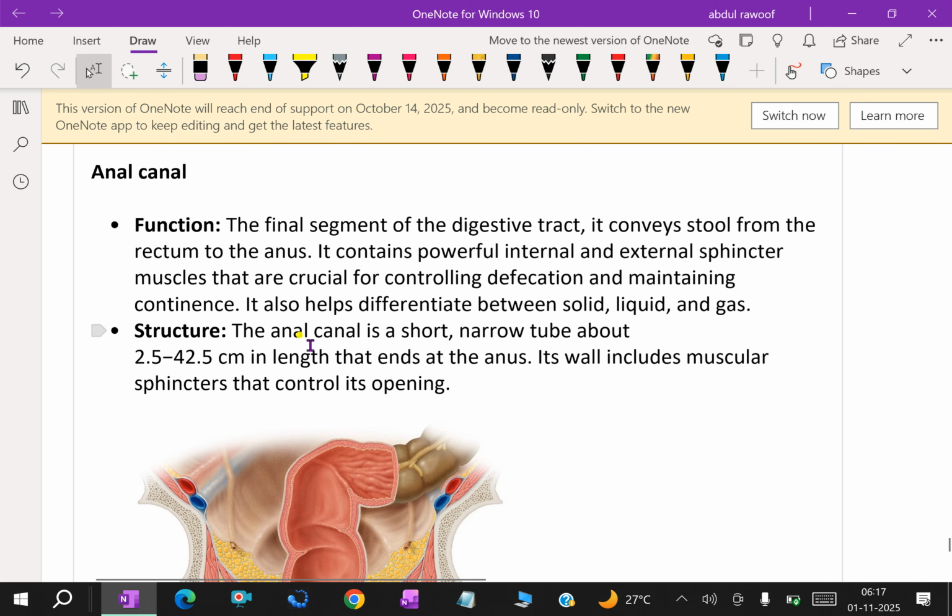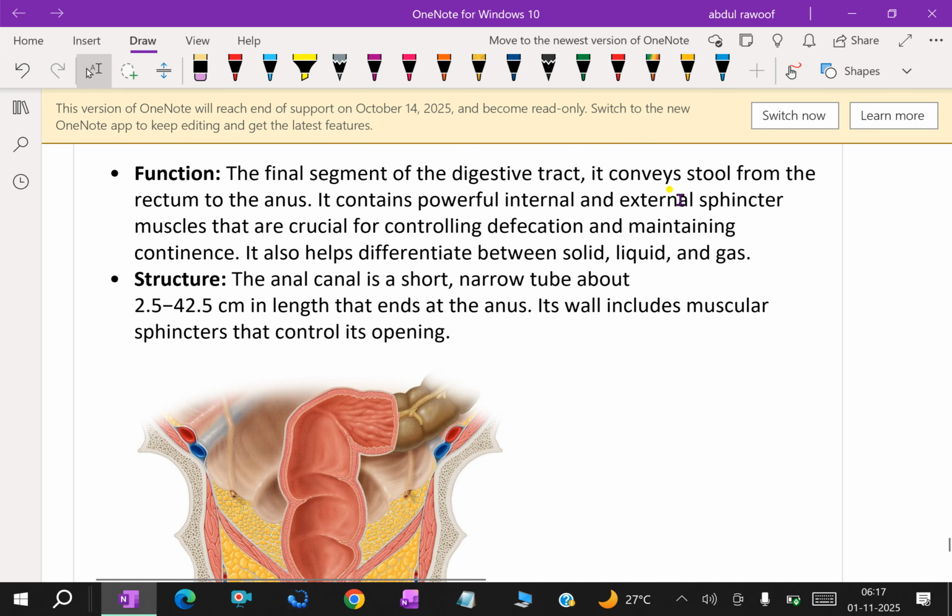What is the anal canal? The final segment of the digestive tract. It conveys stool from the rectum to the anus. It contains powerful internal and external sphincter muscles that are crucial for controlling defecation and maintaining continence. It also helps differentiate between solid, liquid, and gas.